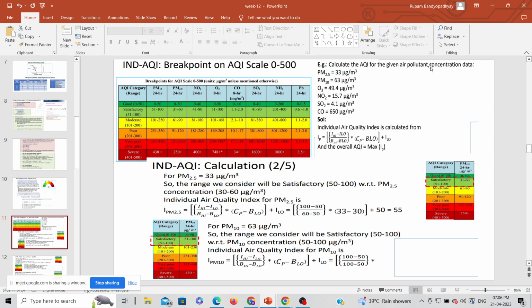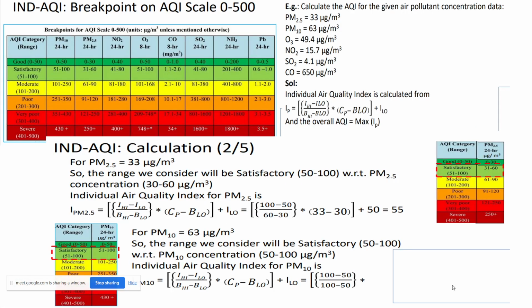Okay, so I have to calculate the air quality index for these pollutants. This is the equation and the concentrations are given. For PM 2.5, this concentration is given, so this is the C_P value. If you see from this chart, this is for PM10. For PM 2.5, this condition is good, within 0 to 50.